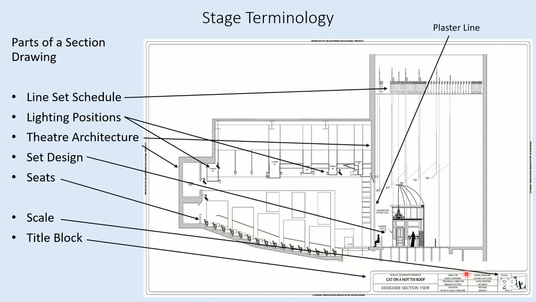If you look down on this title block that's down here, you'll see it's Cat on a Hot Tin Roof at Indiana University. It's the designer section view, and off here it'll be hard to see, but it does show a scale of 1/4 inch equals 1 foot. So if we were to measure a line that's 1 inch long, 4/4, then that would be a 4-foot unit in reality, right, in real life. So we use scale to maintain proportion in our drawings. And that is what I have for theater terminology and the anatomy of a theater.